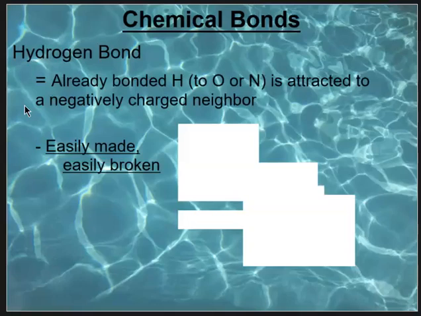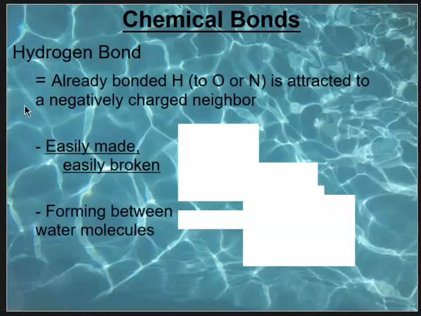These are relatively easily made and easily broken in comparison to covalent bonds or ionic bonds. That doesn't mean that they are easily broken, as we'll talk about when we look at the thermal properties of water, and a couple of other properties as well. Those hydrogen bonds are actually quite strong when we think about it.